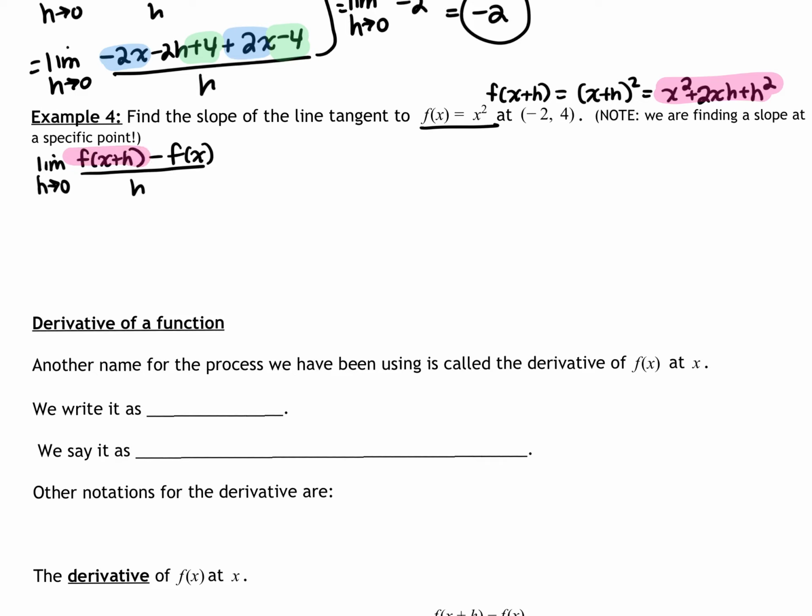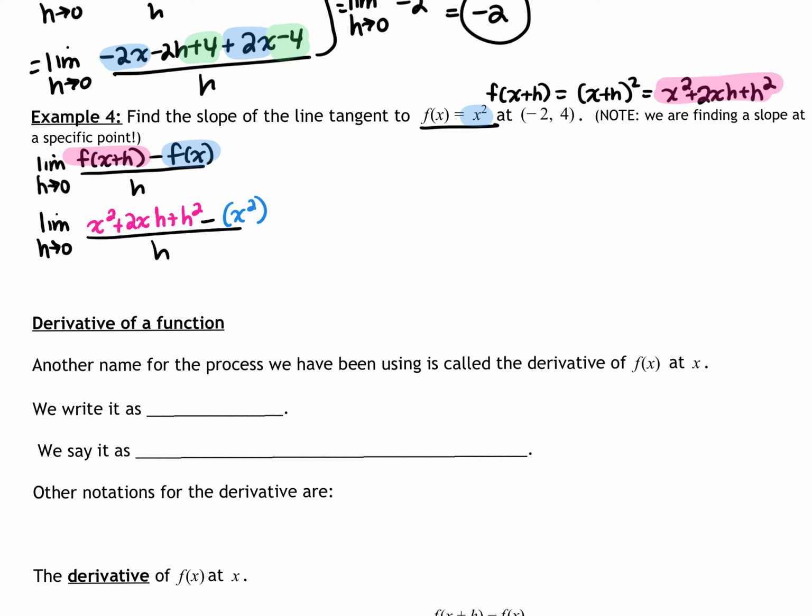So just again, I'm going to highlight some things. Let me use a different color instead of green. That was hard to see last time. So we can easily find them, and then I'm going to start plugging things in. So I've got the limit as h approaches 0 of f of x plus h, which is x squared plus 2xh plus h squared, minus f of x, which is just x squared, all over h.